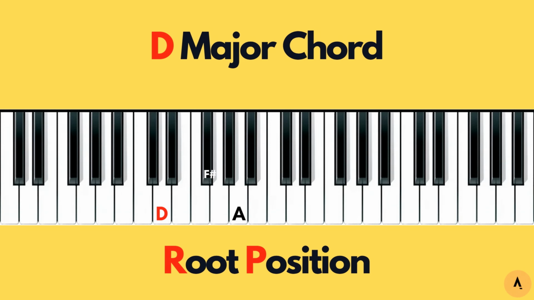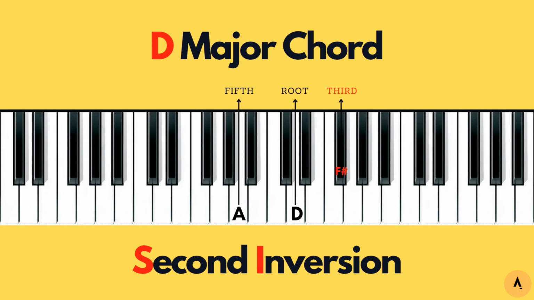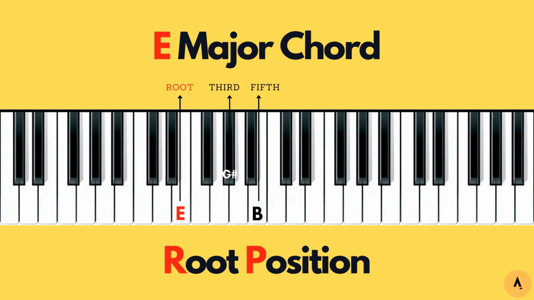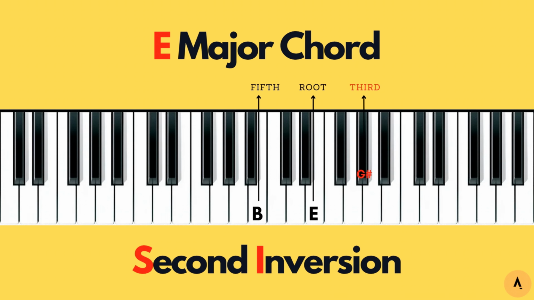D major in root position, D, F sharp, A. First inversion, F sharp, A, D. Second inversion, A, D, F sharp. E major in root position, E, G sharp, B. First inversion, G sharp, B, E. Second inversion, B, E, G sharp.